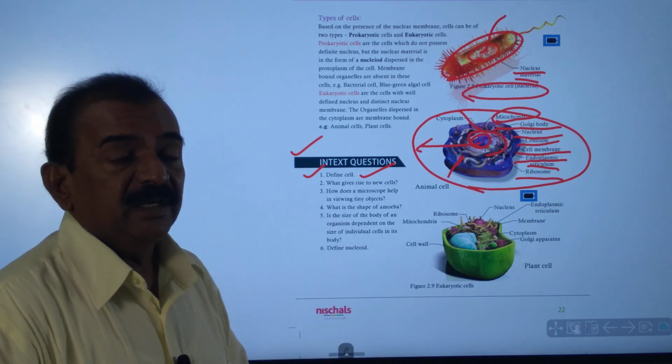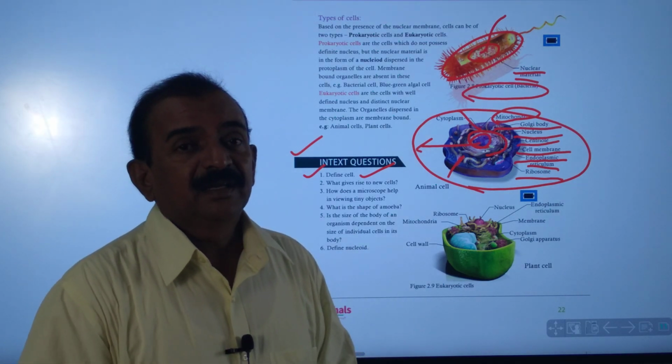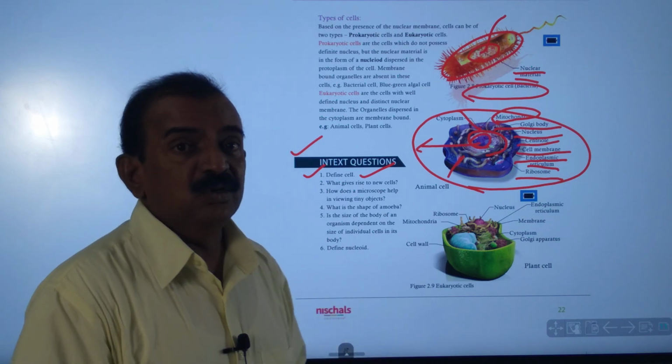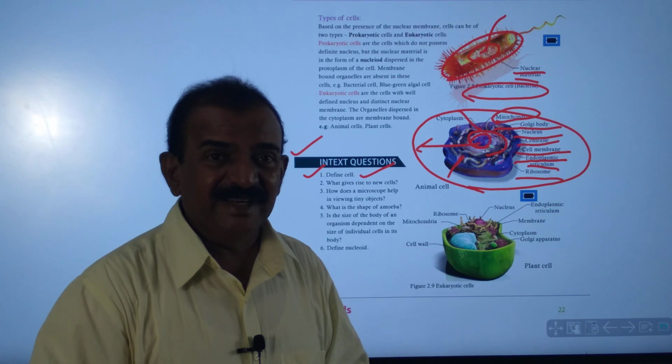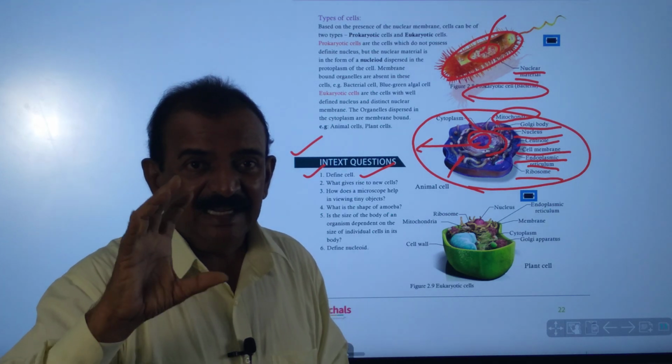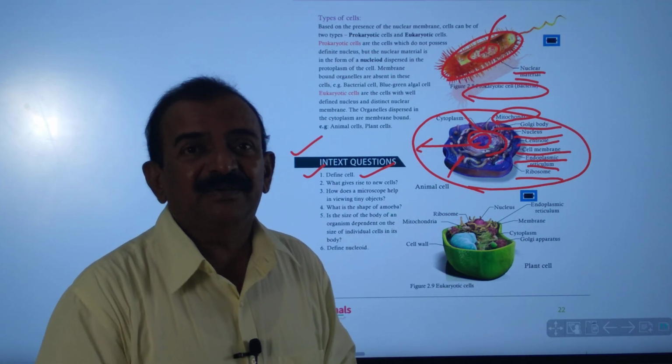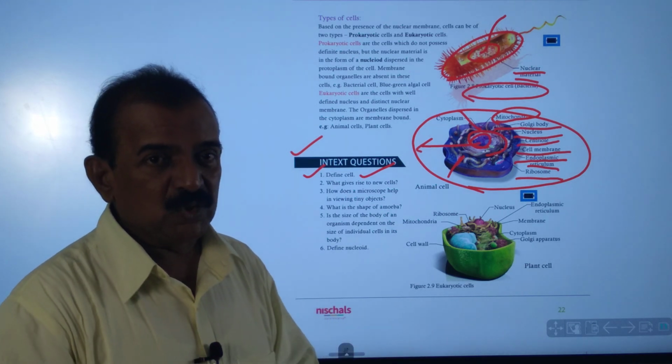And define nucleoid. So nucleoid is a structure that is generally observed in the case of bacteria, and it is called a nucleoid because it is not covered by a nuclear membrane.